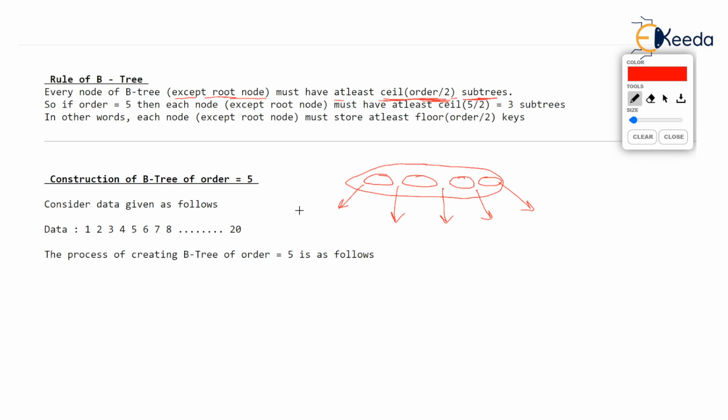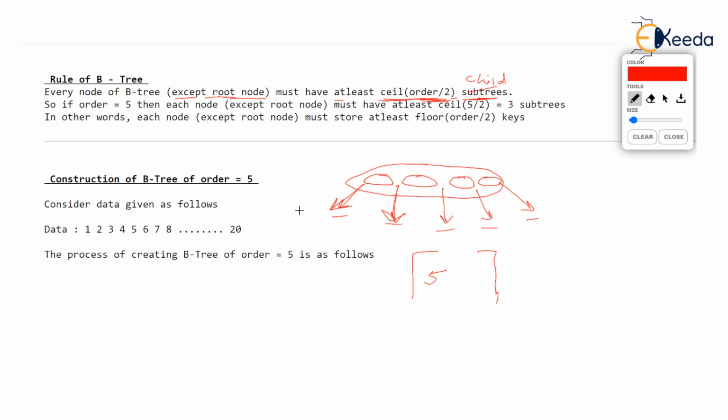By subtrees we mean child nodes, or the pointers which point to child, isn't it? We could have written child also over here. Anything is possible. You can alternately use it, but subtrees is a better word. So every node except root must have at least ceiling of order by 2. Now ceiling is generally shown with this symbol. Now what is the order of the above tree? It is 5, isn't it? 5 pointers. So order is 5.